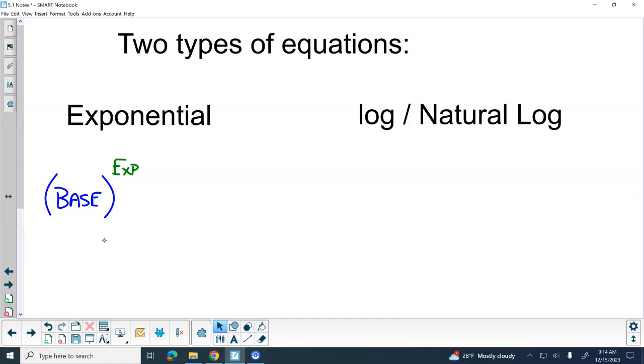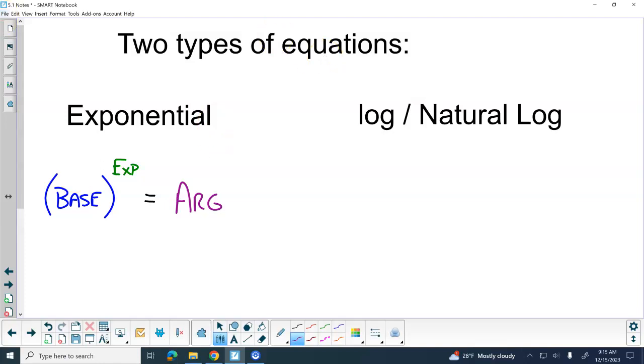And that is going to equal something that we call the argument. I'm just going to call it ARG. That's going to be the argument.